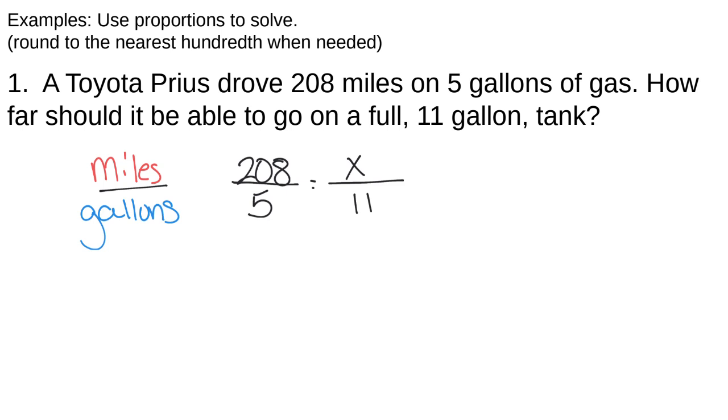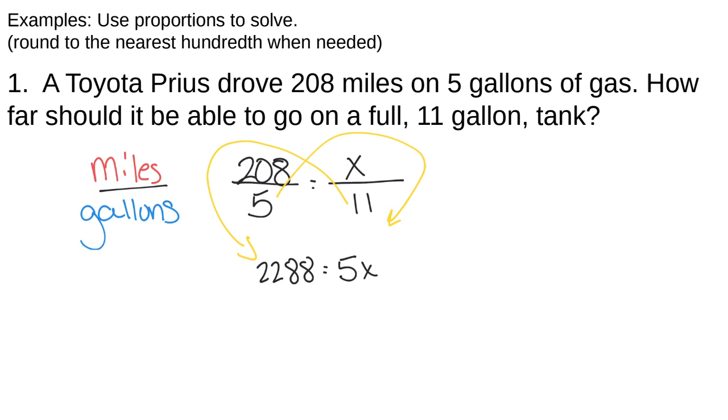Now we can solve this proportion by using cross multiplication. So 11 times 208 and 5 times X. 11 times 208 is 2,288, and 5 times X is just 5X.